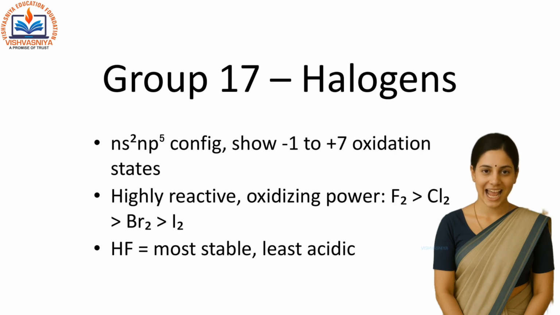Group 17, halogens. Elements: F, Cl, Br, I, At. Configuration: ns^2 np^5. High reactivity and electron affinity. Oxidizing power: F2 greater than Cl2 greater than Br2 greater than I2. HF is most stable but least acidic.